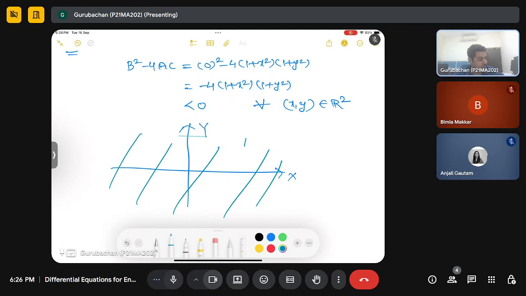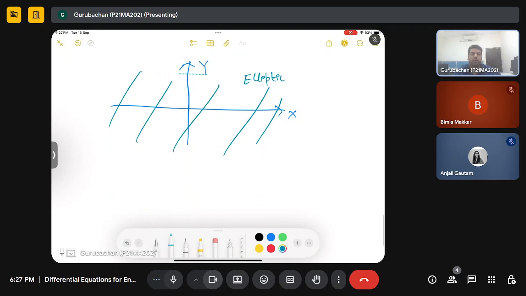Whatever happens, this cannot even be 0 for elliptic, because you can observe here this is greater than or equal to 1, and this is also greater than or equal to 1. So this is never going to be even 0. So on the whole of R squared, this PDE is nothing but elliptic.